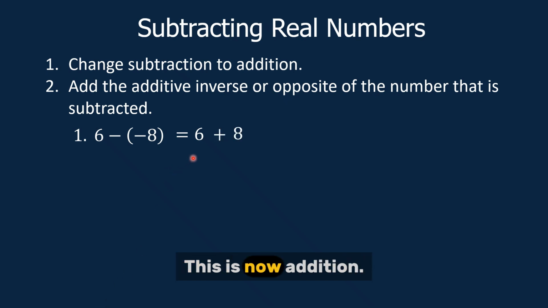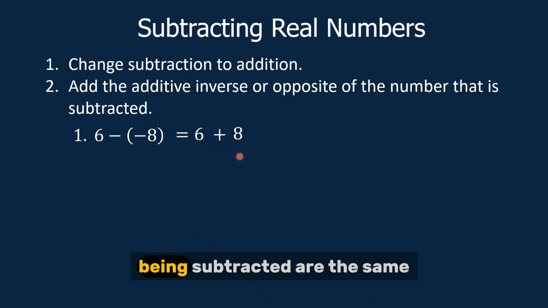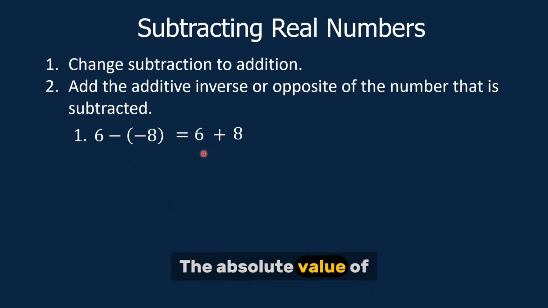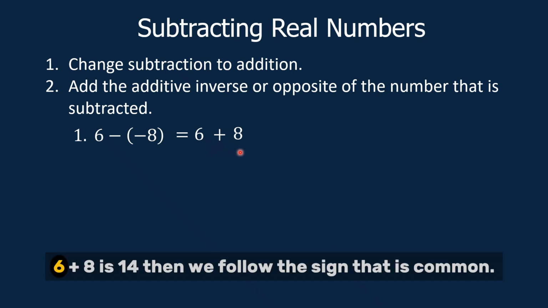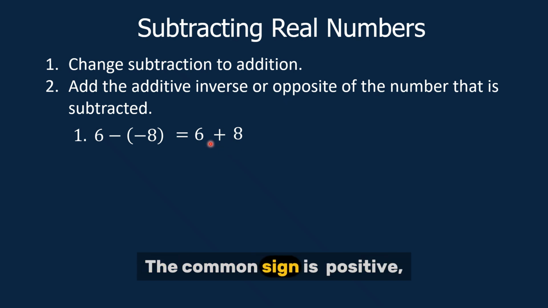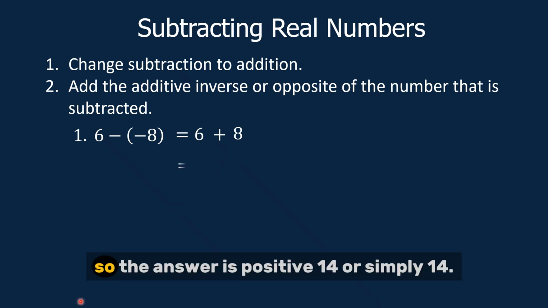This is now addition. If the signs of the numbers are the same, we add their absolute values. The absolute value of 6 is 6 and the absolute value of 8 is 8. 6 plus 8 is 14. Then we follow the sign that is common. The common sign is the positive. So the answer is positive 14 or simply 14.